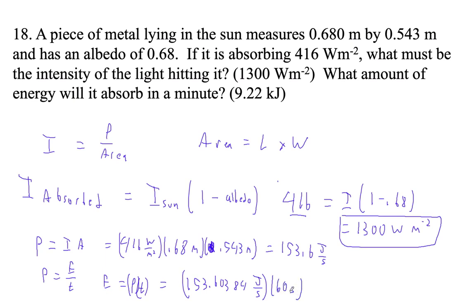So I'm going to take the number on my calculator, multiply by 60, and I get 9216.23 joules, right, which is 9.216 kilojoules, which is 9.22 kilojoules, which is the answer we have there.